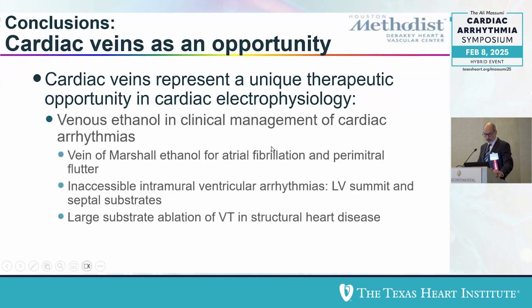So to conclude, I hope I convinced you that the cardiac veins represent a unique therapeutic opportunity in cardiac EP, and they allow us to target and map different cardiac arrhythmias. I did not mention vein of Marshall alcohol, but it's something that is very useful for pain, mitral flutter, and persistent AFib, and to target inaccessible intramural ventricular arrhythmias in the LV summit and substrates, as well as large substrate ablation in VT with structural heart disease.